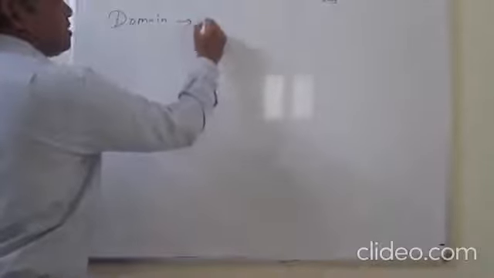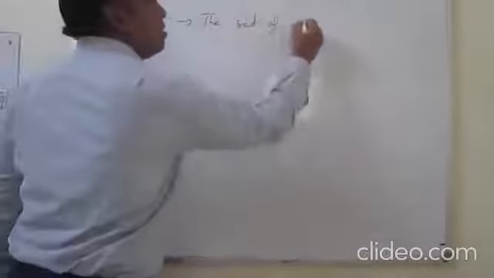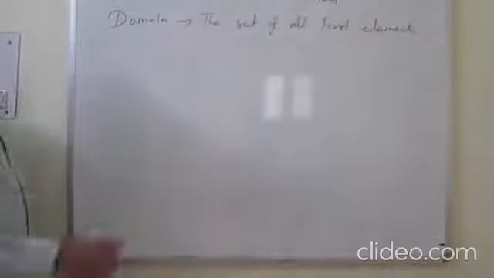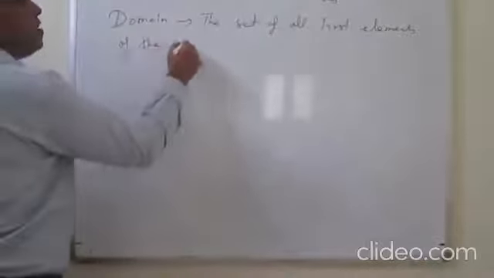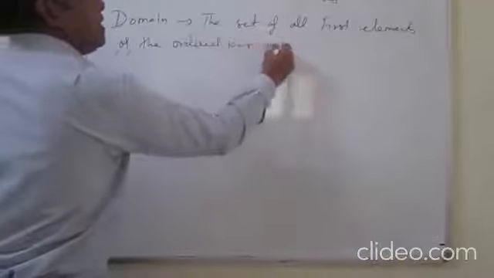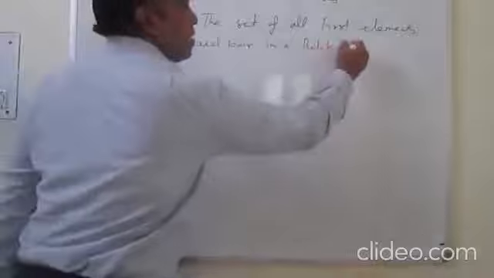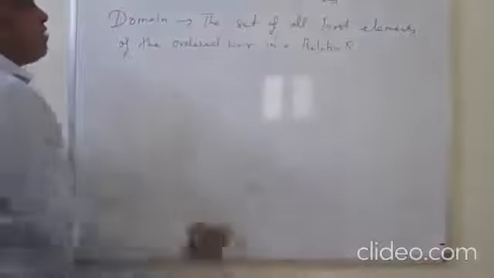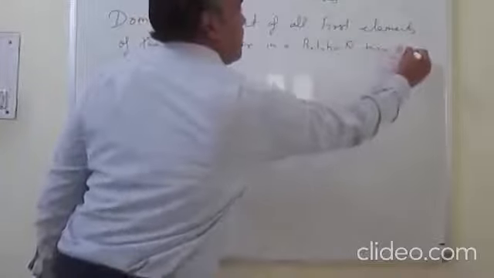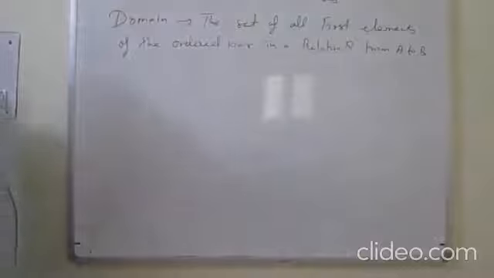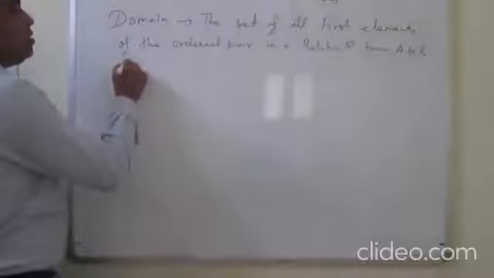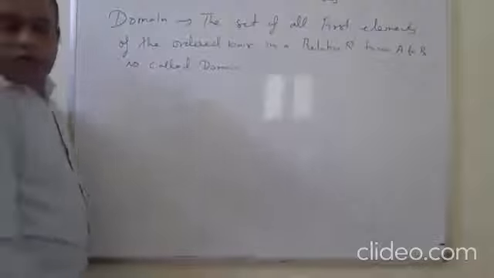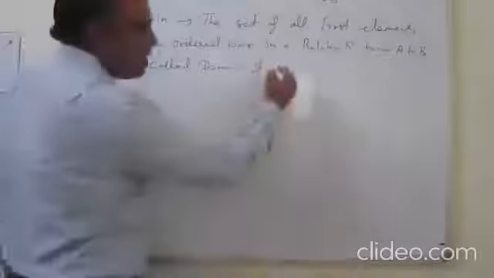Domain is the set of all first elements of the ordered pairs in a relation R. The set of all first elements of the ordered pairs in a relation R from non-empty set A to B is called the domain of relation R.